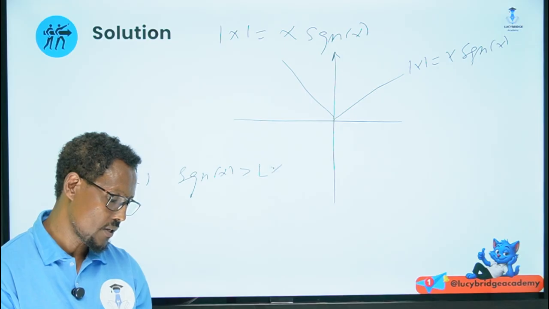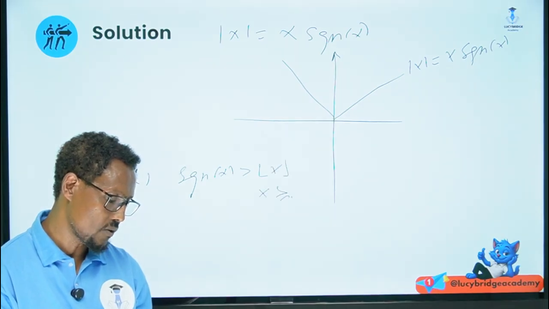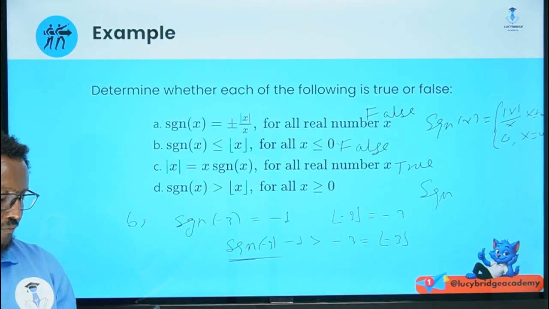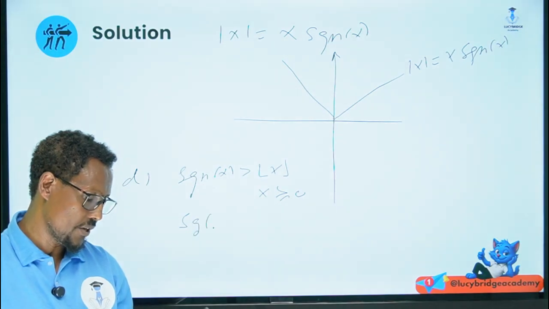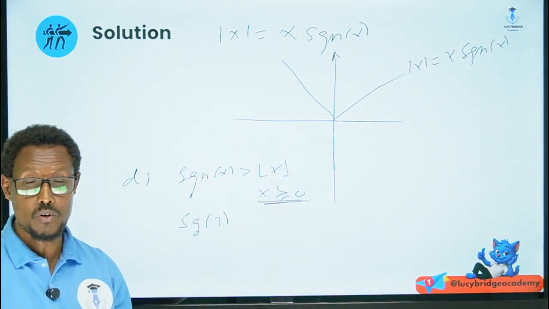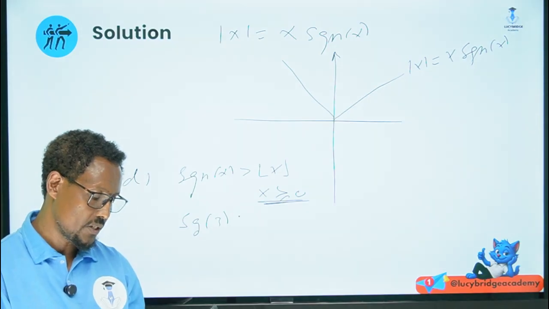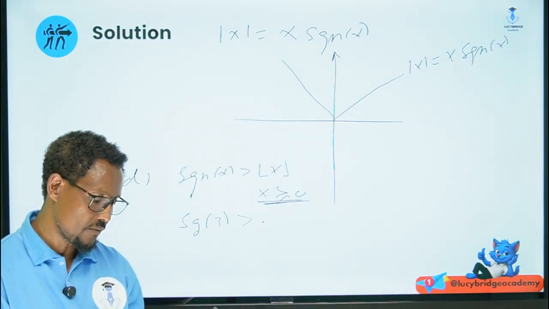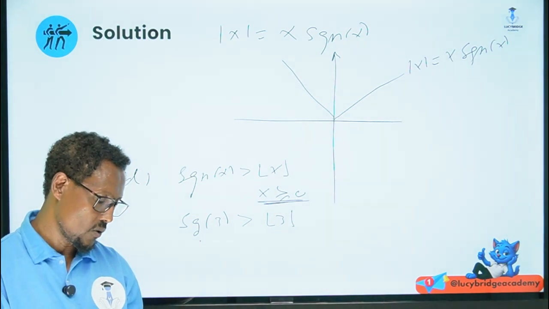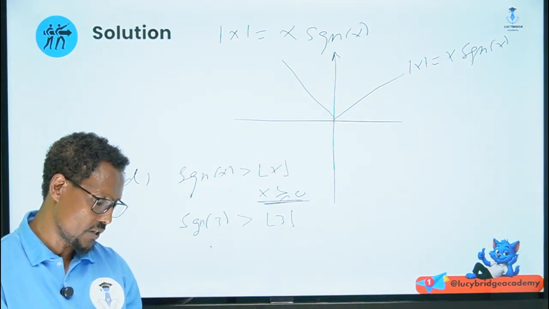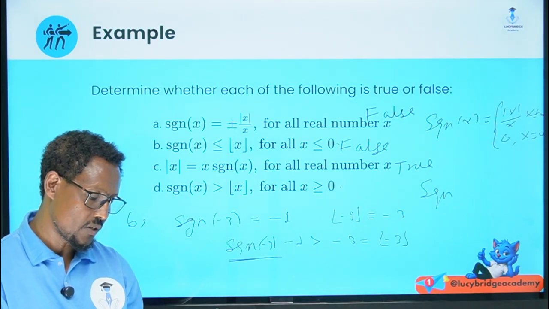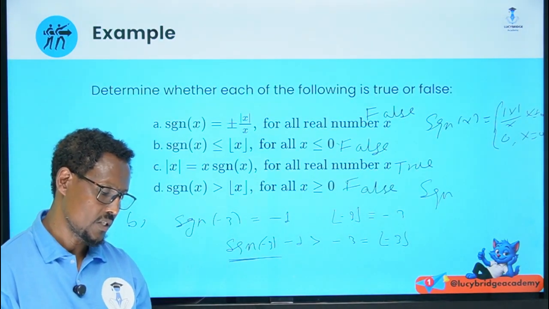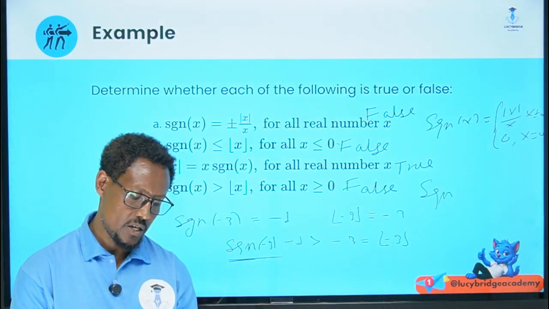Greater than floor of x for all x greater than or equal to 0. Take signum of 3, positive 3, because x is greater than or equal to 0 so we can take 3. You can take a counter example. Signum of 3 is greater than floor of 3? Signum of 3 is 1, floor of 3 is 3. 1 is greater than 3, which is false. Therefore this is false.